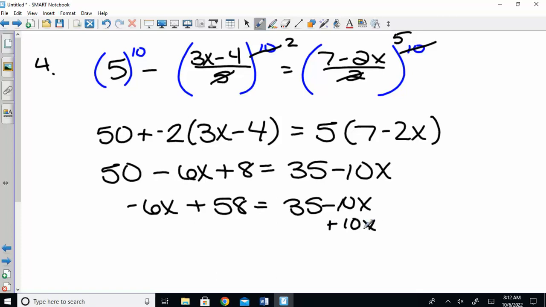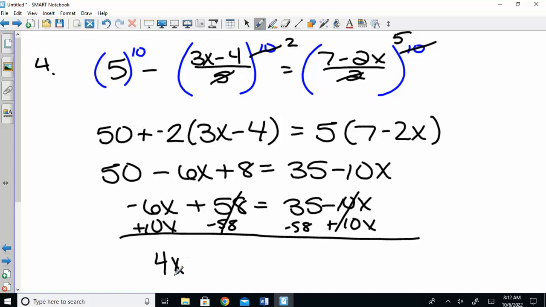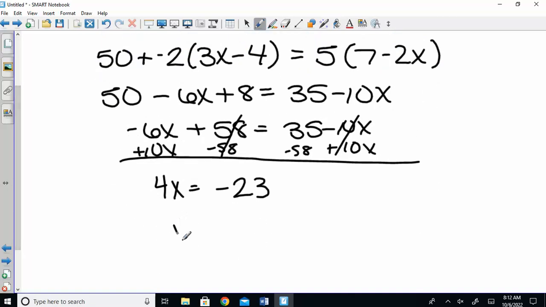So get your x's on one side and your numbers on the other. So we get 4x equals negative 23. Divide, and x is negative 23 over 4.